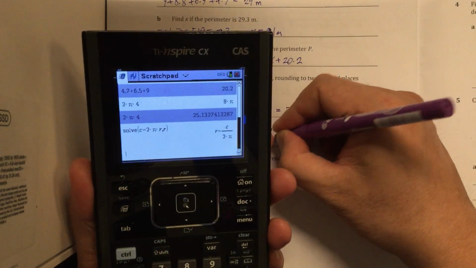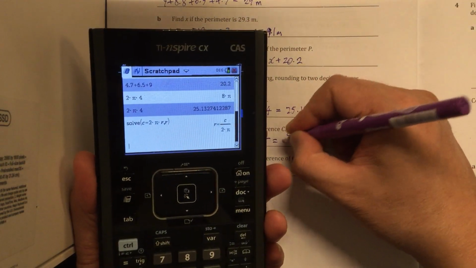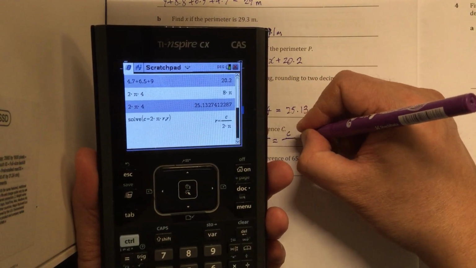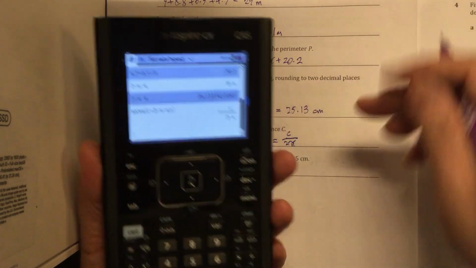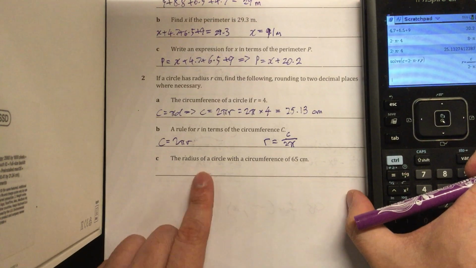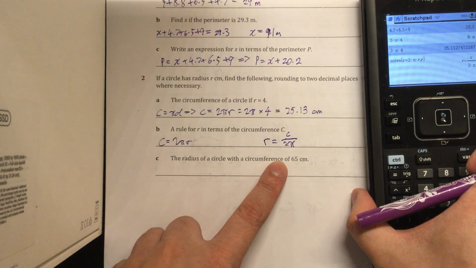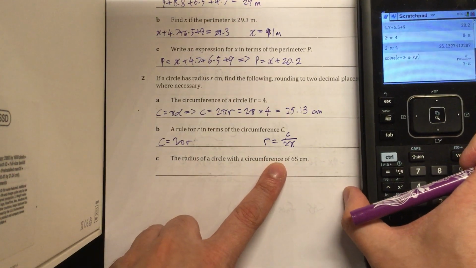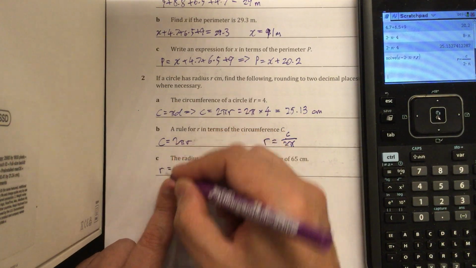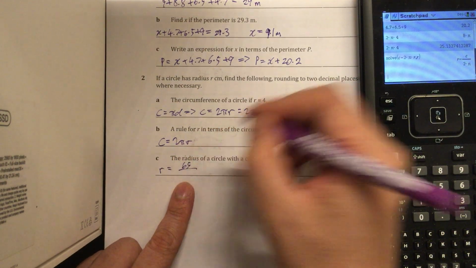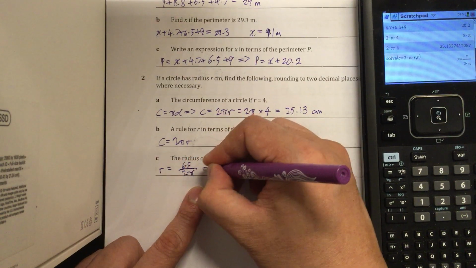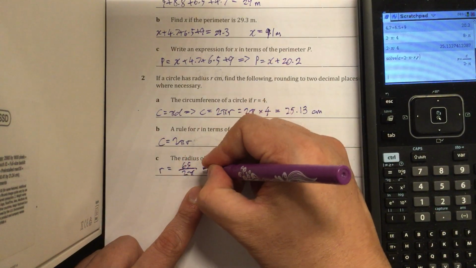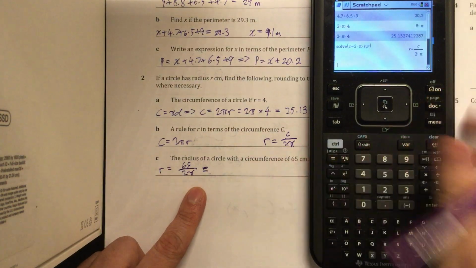Now, whenever they require you to do stuff like that, you can do it by hand if you know what to do, but don't risk it. The radius of a circle with a circumference of 65 centimeters. Well, that's why they did it for you. So 65 over 2 pi. You simply put them down.